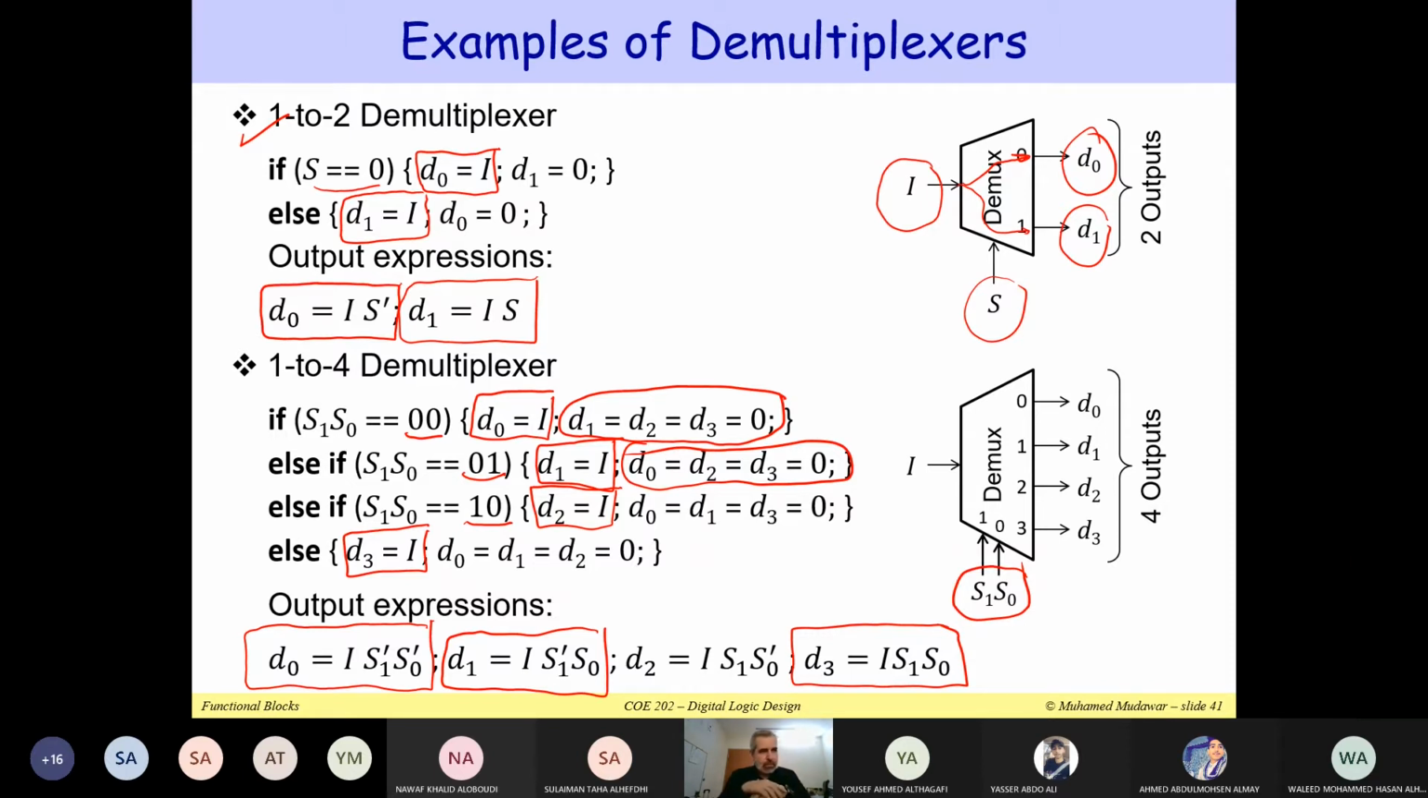Let me ask you this question. Have we seen something similar before, similar to a demultiplexer? So far, from my last lecture, I talked about decoders, encoders, priority encoders, multiplexers. Have we seen something similar to a demultiplexer? Encoder? I don't know. Encoder? Decoder, not the encoder. Decoder. So how is the decoder similar to a demultiplexer?